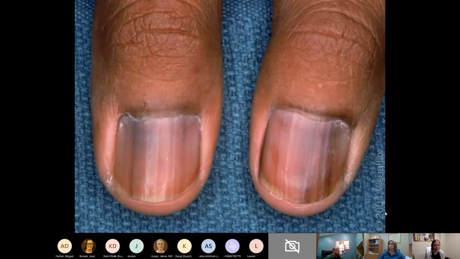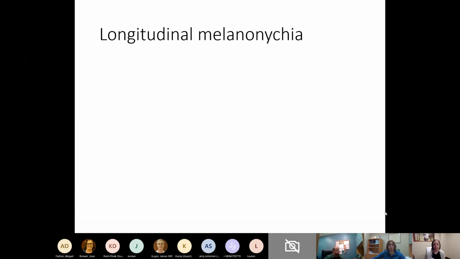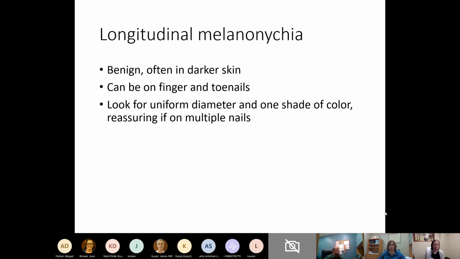And then I've got a second person's nails here also. Again, just dark streaks, multiple nails. Doesn't seem to bother them. This is longitudinal melanonychia, which is harmless, again, often in darker skin. They can be on finger and toenails though, so keep an eye out for it. The reassuring part is that they're pretty uniform in their diameter all the way through. They're one shade of color and multiple nails will have it.